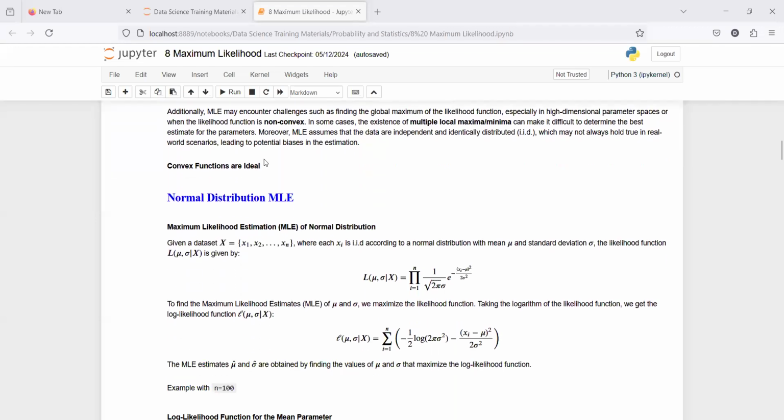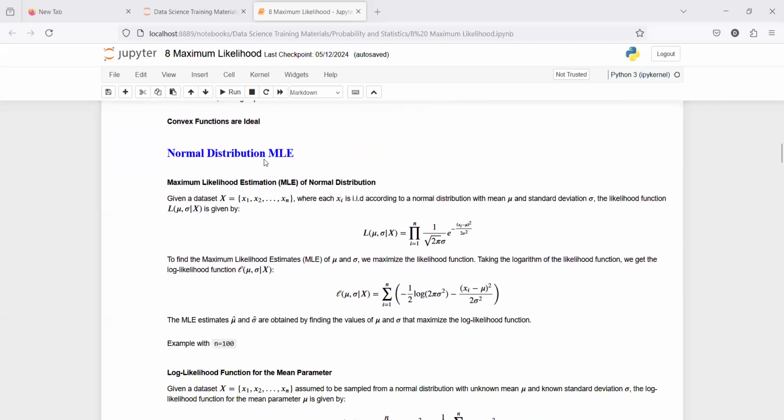Let's start off with the normal distribution MLE. Again, X is equal to X1 to Xn, and it's IID, independent and identically distributed, according to a normal distribution with mean mu and standard deviation sigma. The likelihood function L of mu and sigma given X is given by this. Here is the multiplication of multiple probability density functions for a normal distribution.